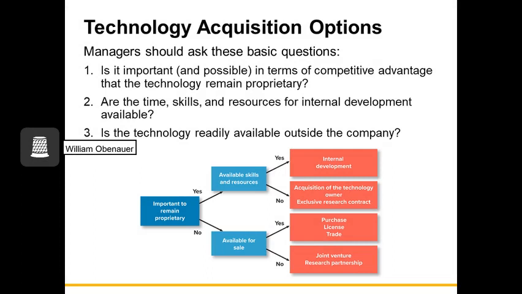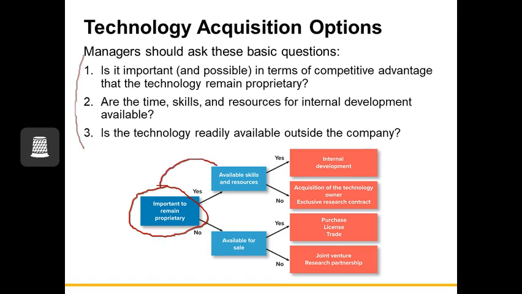So, how do we decide how to acquire the technology? We're going to start with three basic questions. First question: is it important and possible in terms of competitive advantage that the technology remain proprietary? And if it is, we're going to move on to question number two. Question number two asks, are the time, skills, and resources for internal development available? And if they are, then we're going to try to go with internal development. But if they're not, then we're going to look into acquiring the owner of the technology or an exclusive research contract.